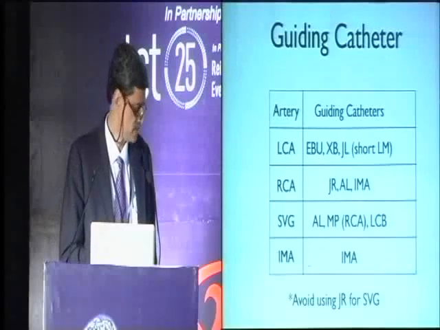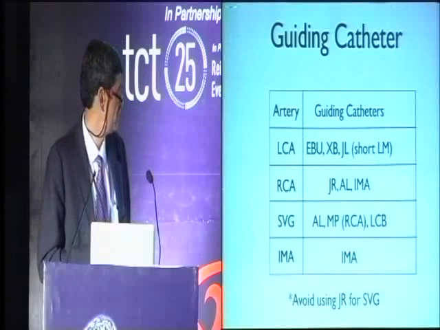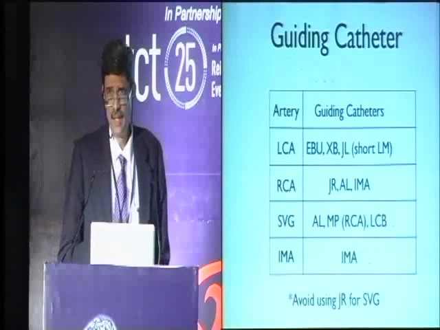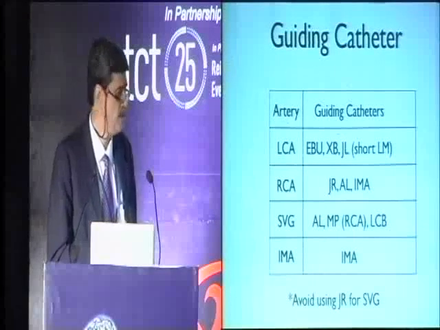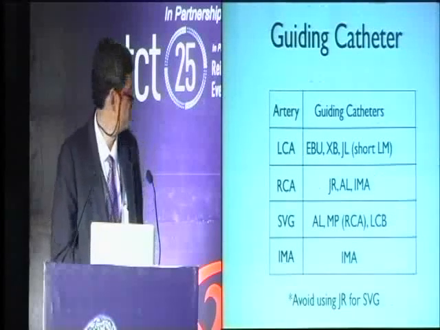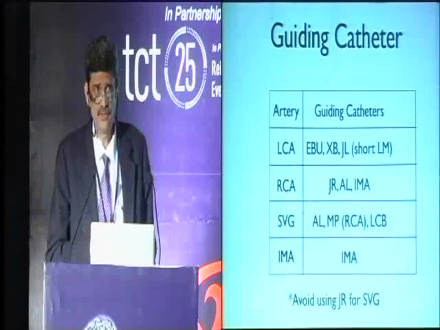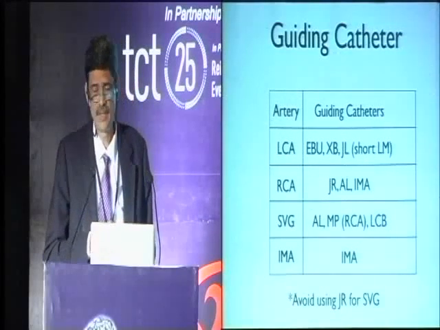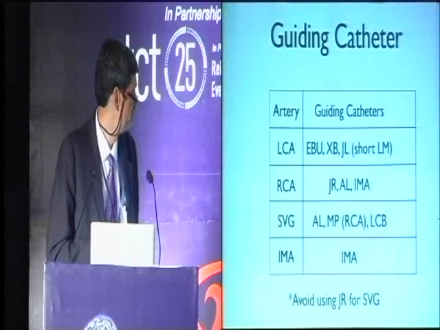As far as the guiding catheters are concerned, for the left coronary catheter, I prefer to use EBU or XB. My personal feeling is the EBU, which is a Medtronic catheter, is good for small aortic roots, particularly for Indian patients, and it is a less stiff catheter. For short left mains, I go with the Judkins left.